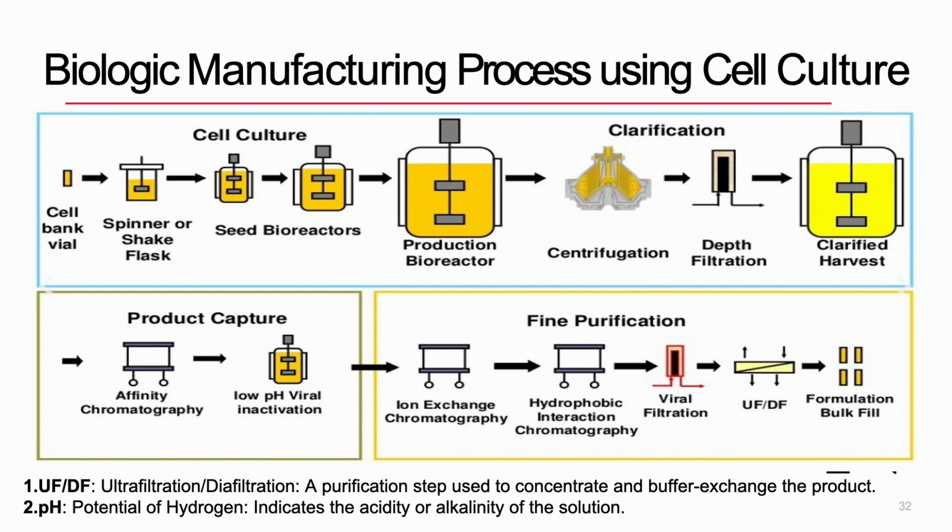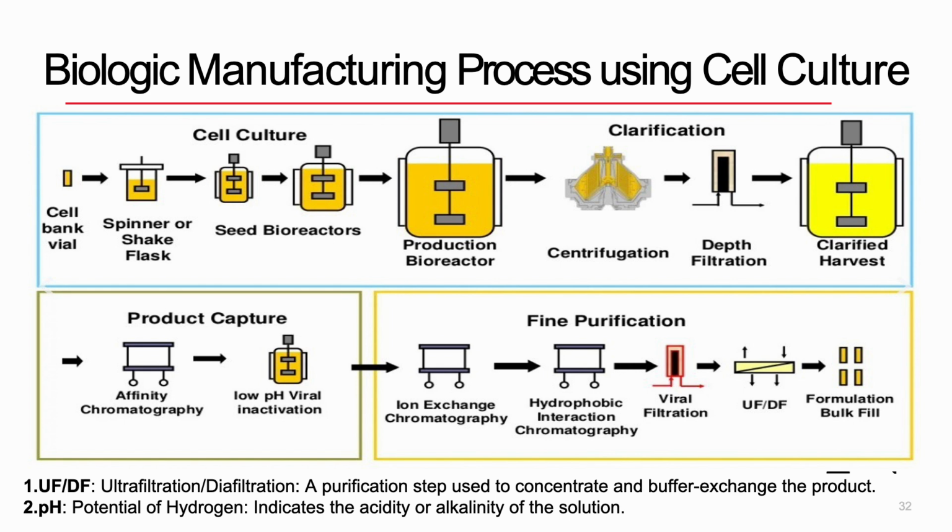Now, we can use different techniques in order to clarify what we collect. So we can choose centrifugation. We can also use depth filtration. But in the end, we are going to end up having a clarified harvest. Now, what happens with the clarified harvest? We still need to make sure that we don't have any virus or contaminants or anything in the clarified harvest.